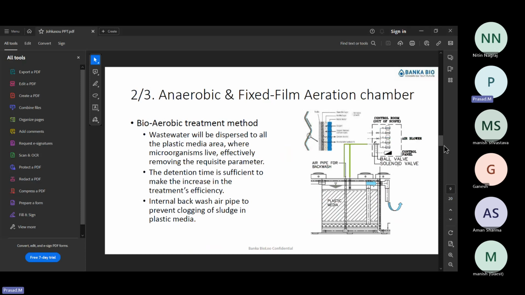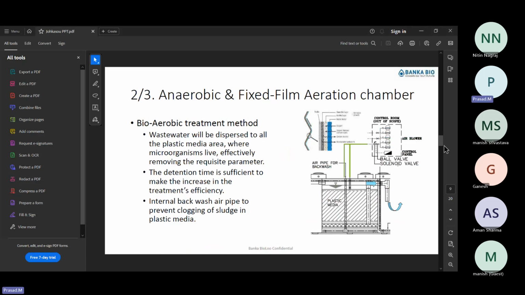In the anaerobic tank we have the film, and again media is there. So what is the purpose of media? I already told you. We are increasing the surface area, and when we increase the surface area, we are reducing the volume, right?